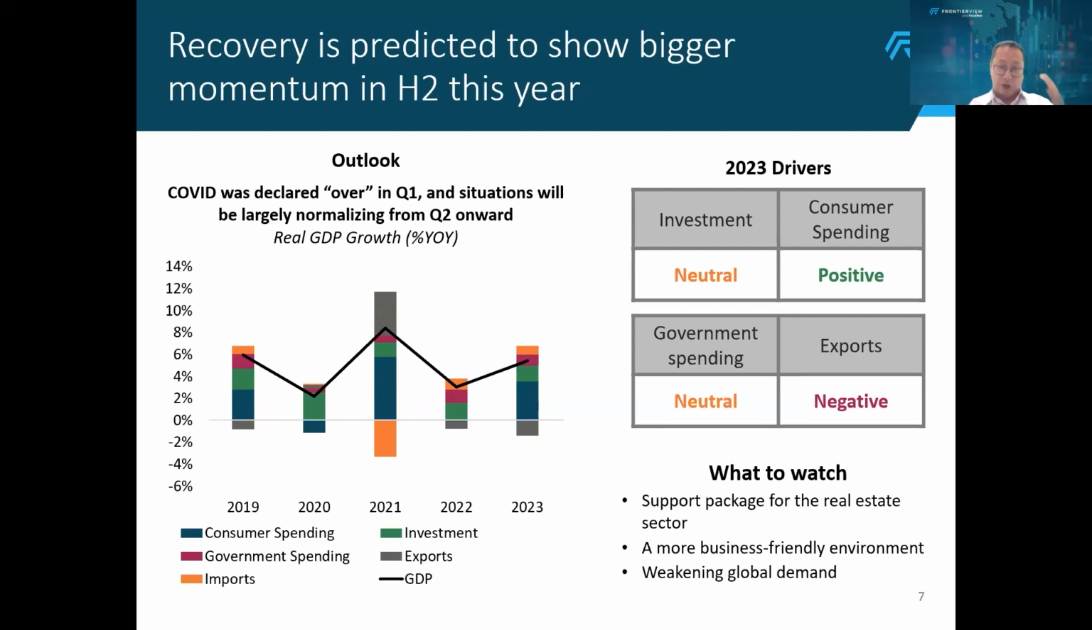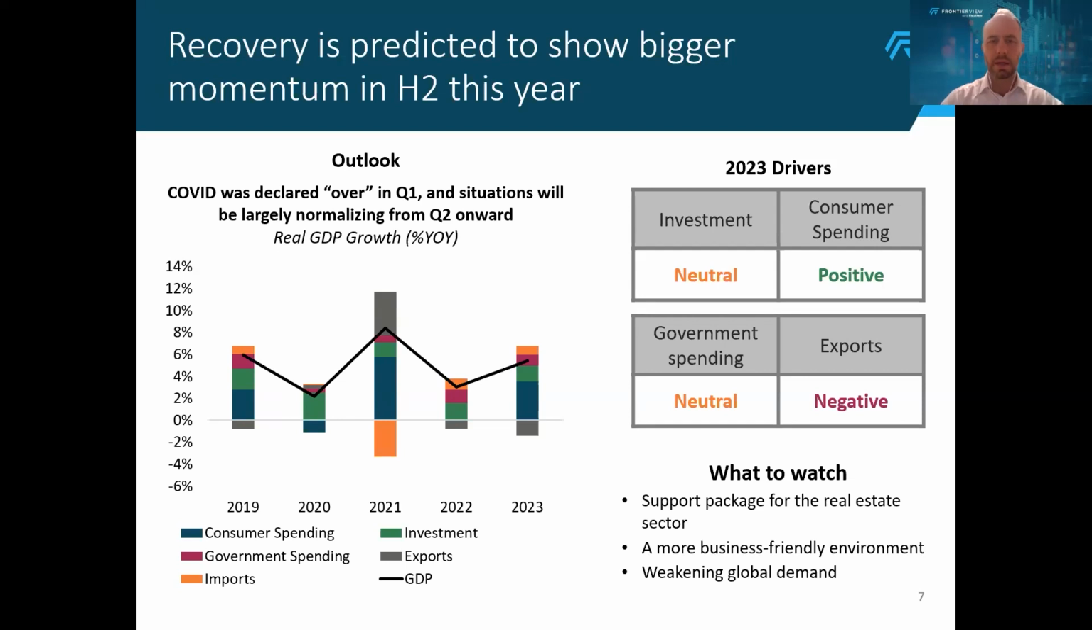Lastly, the weakening global demand. Now, this is, of course, out of China's control. This was really stirred up by the US Fed's very aggressive rate hikes since last year. And there was also the war between Russia and Ukraine, which pushed up the cost of raw materials. Under the impact of these two factors, the global demand is weakening and will continue to weaken this year, and that will weigh down on China's exports. So this is the overall picture.